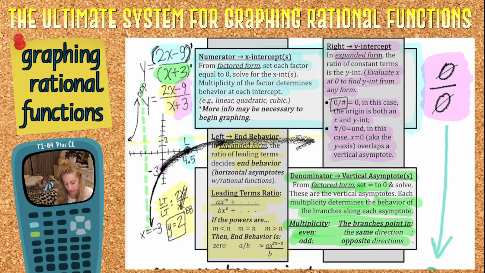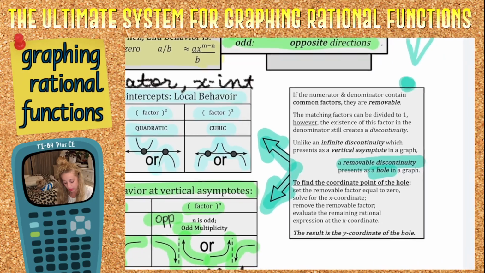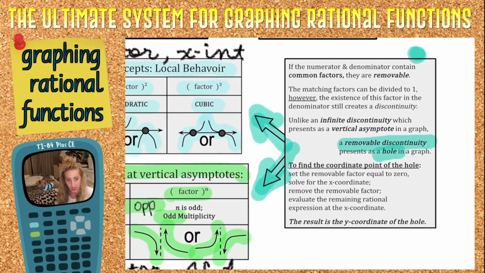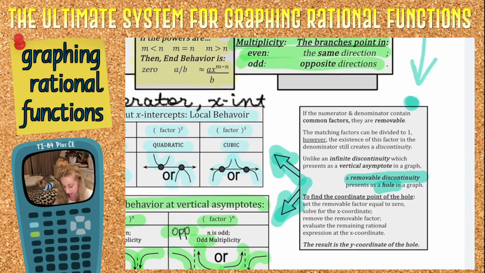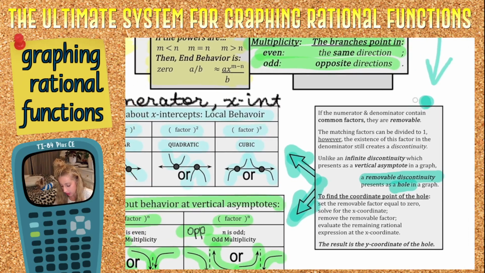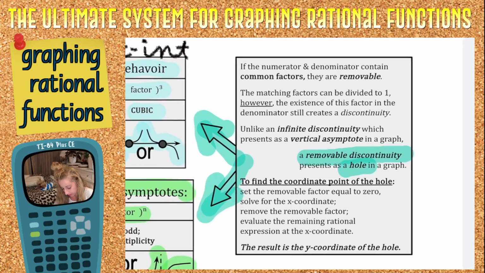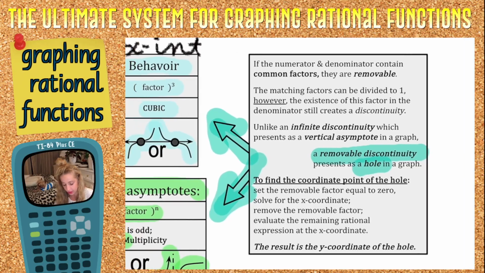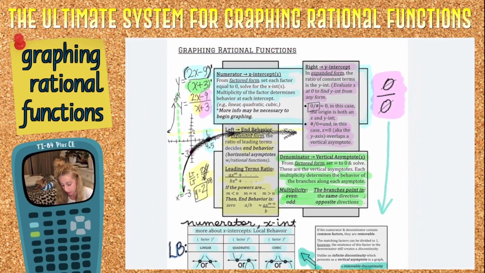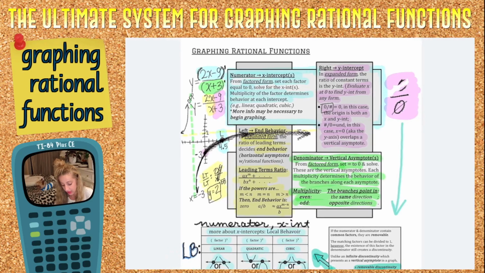Down over here, if I have 0 over 0, this tells me what happens. If the numerator and denominator contain common factors, they are removable. Removable, what does that mean? Cross it out from the top and the bottom.